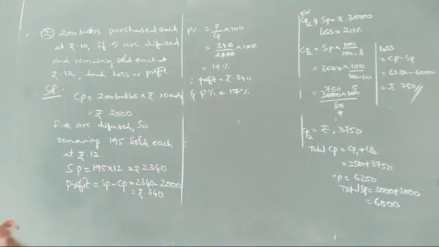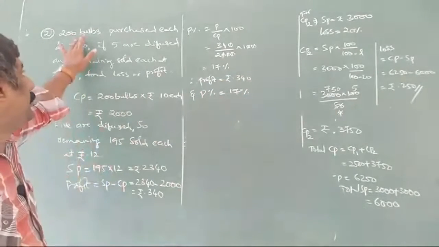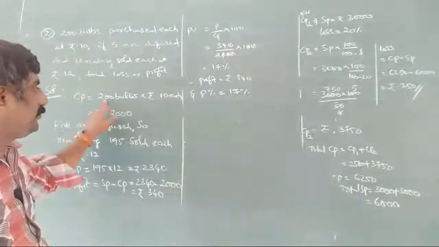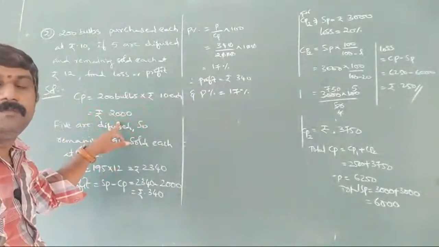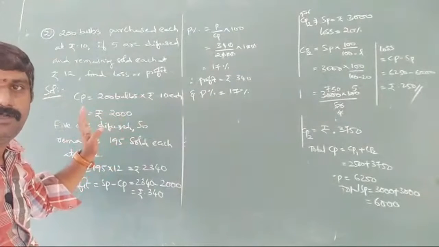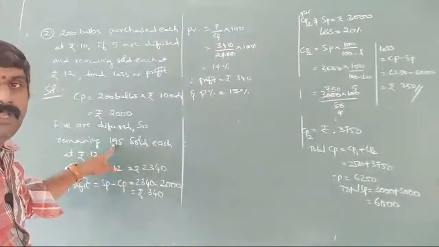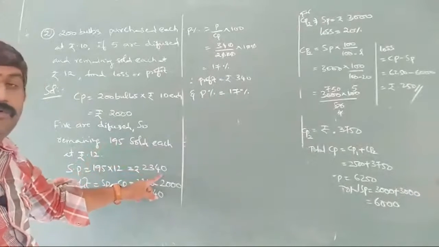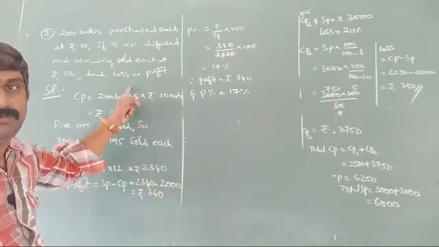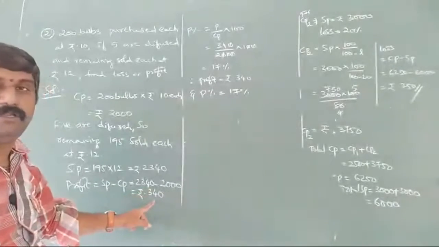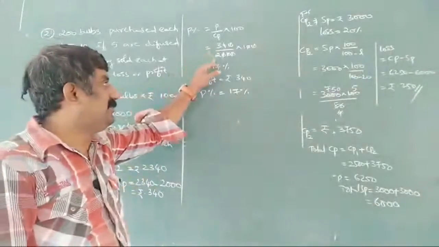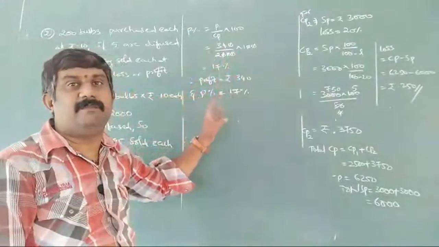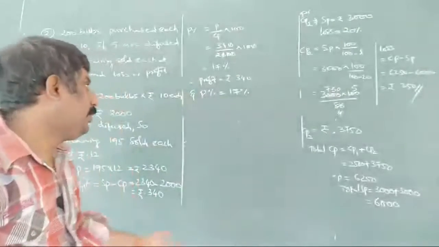So like this, we can find it using the formula. What is given here? 200 bulbs purchased each at rupees 10. So what is cost price? 200 into 10, nothing but 2000. But out of these, 5 are diffused, 5 are spoiled. So how many remain? 195. And these are sold each at rupees 12. So selling price is 2340. This is more than cost price. So how much profit is he getting? 340 is the profit. Then 340 by 2000, 2000 is cost price, into 100, how much percentage is he getting here? 17 percent. Next, one more problem we'll take here.